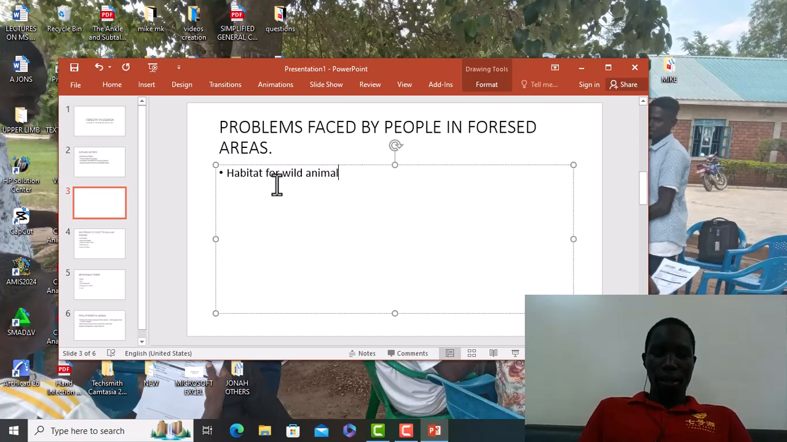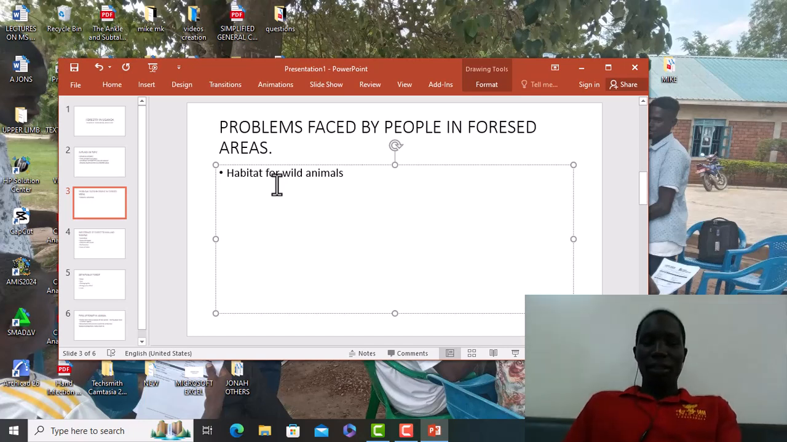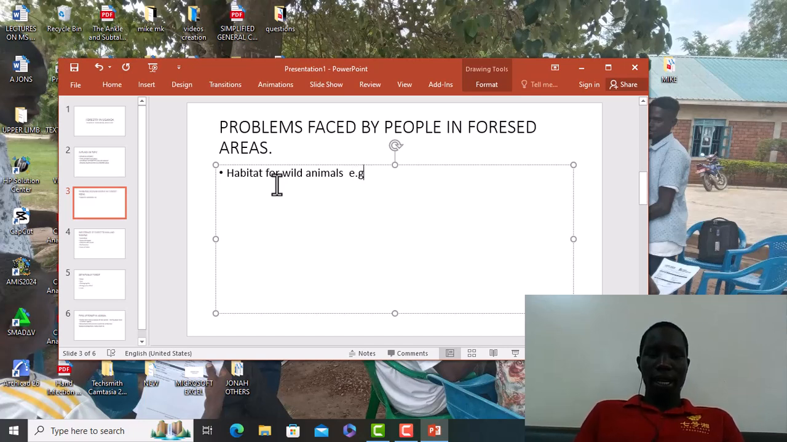and we need to explain whereby these wild animals can attack man, hence cause injuries, at times even death, such as the lions. We can talk about those chimpanzees where they can attack people at times, and many others.